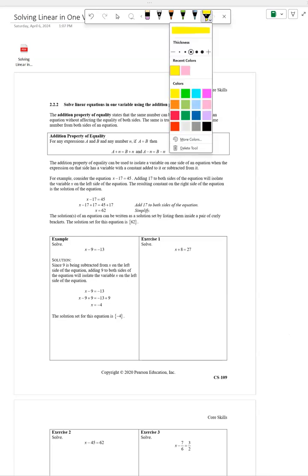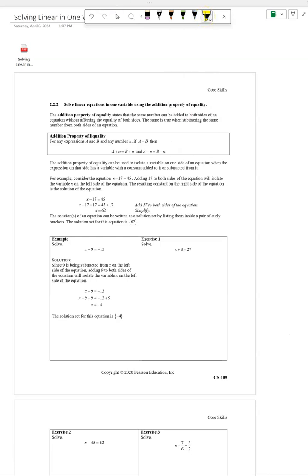Okay guys, we are going to solve linear equations in one variable using the addition property. The addition property of equality states the same number can be added to both sides of an equation without affecting the equality of the equation. The same is true when subtracting. You can subtract the same number from both sides. So here's the addition property.